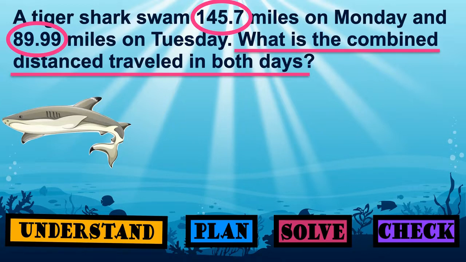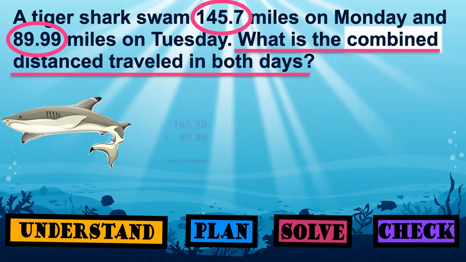Now that we know that, we have to, you guessed it, plan. When we plan, we try to figure out what strategy we're going to use to solve this problem. In our problem, there is a key word that helps us to identify what we need to do. Do you see it? I do. Yes, that word is the word combined. Combined tells us that we have to add. Once we plan, now it's time to solve.